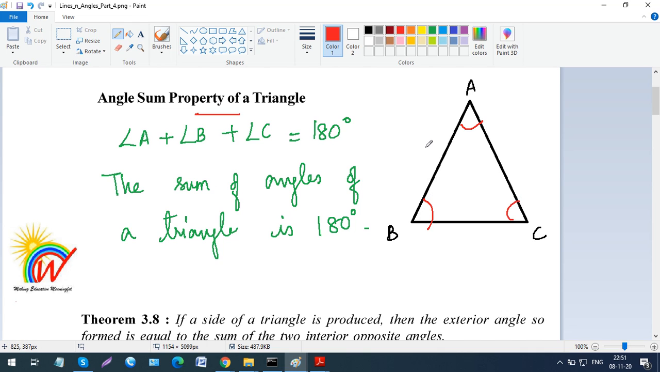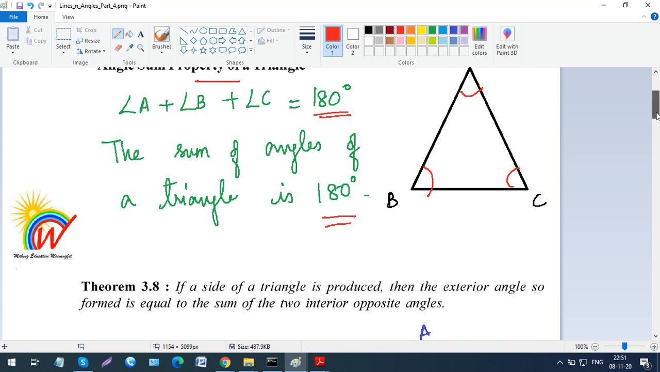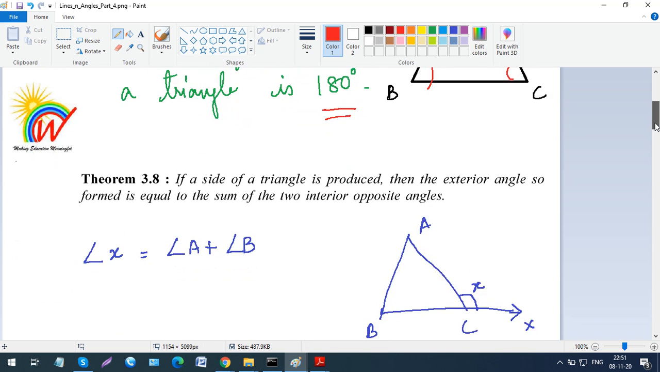So always, in any triangle, when you add the angles inside the triangle, all the three angles always add up to 180 degrees. Okay, so the sum of the angles of a triangle is always 180 degrees. This is the angle sum property of a triangle.